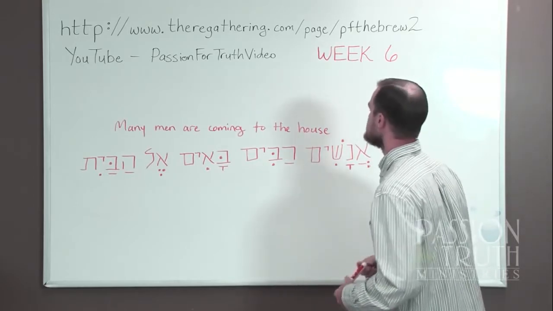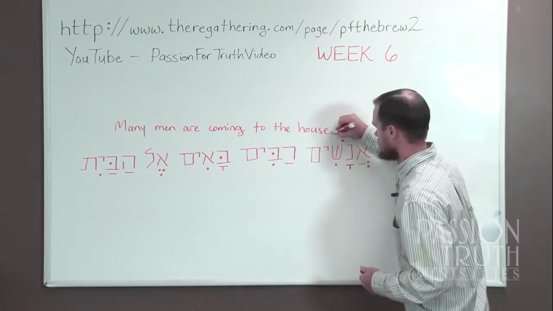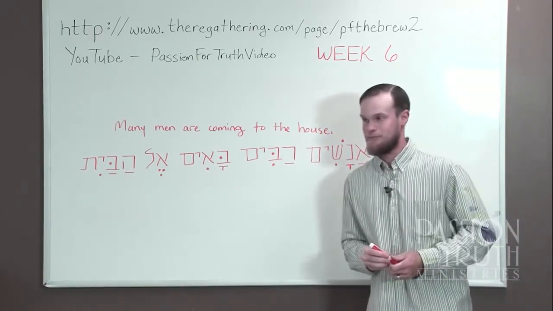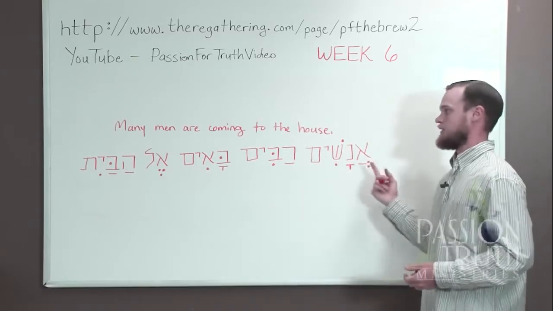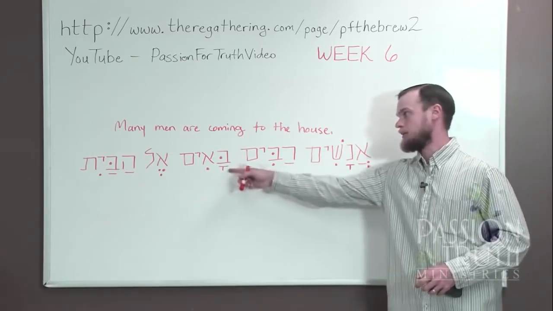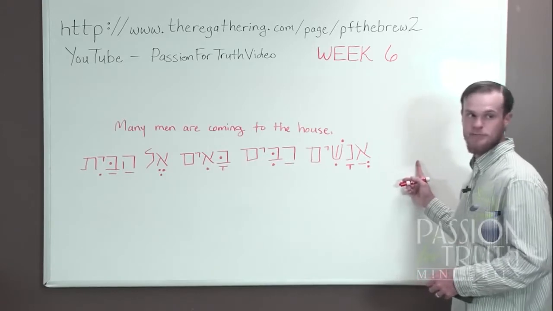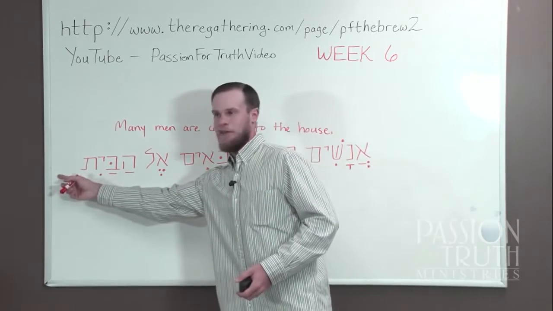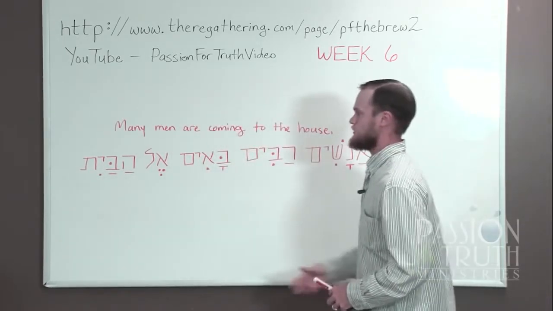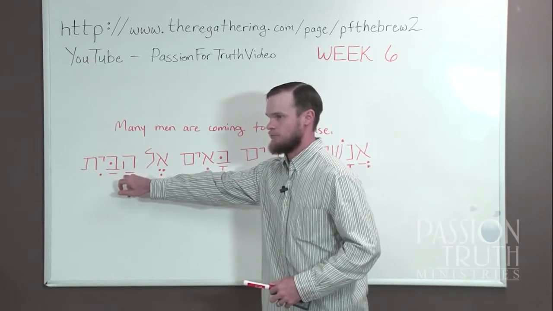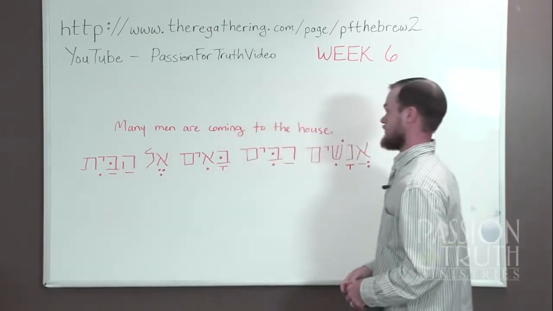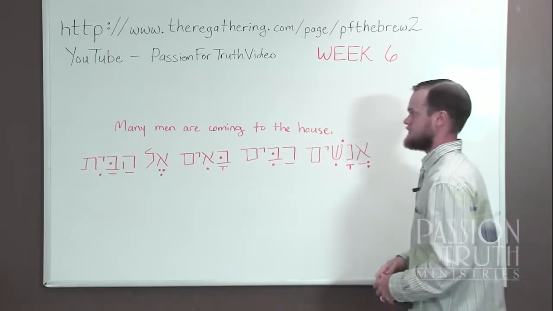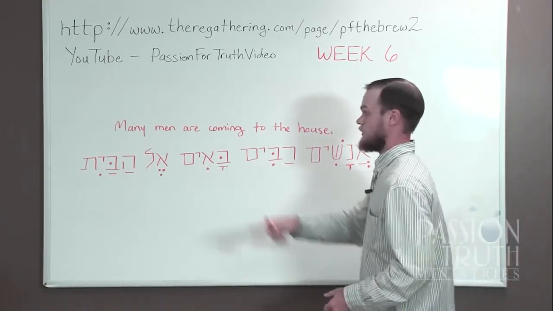So, Anashim, Rabbim, Ba'im, El Habayit. Or Ba'im, Anashim, Rabbim, El Habayit. This Ba'im could be over here as well. And in fact, the ba'im could even be at the very end, as long as it doesn't interrupt this preposition from the next word, and as long as it doesn't interrupt the adjective. So this coming, though, could appear anywhere else.